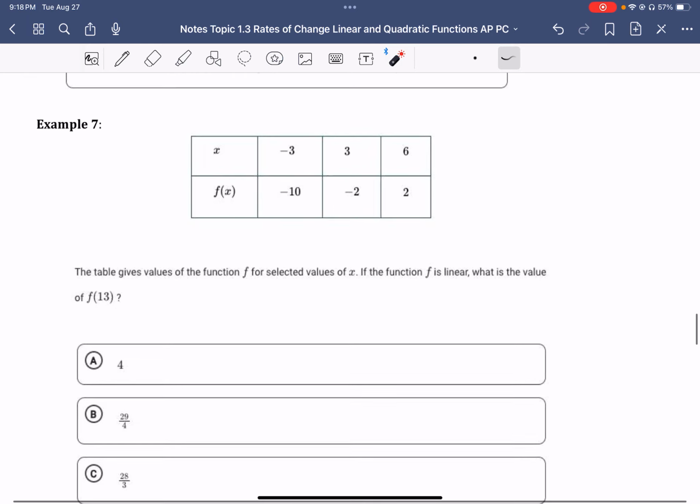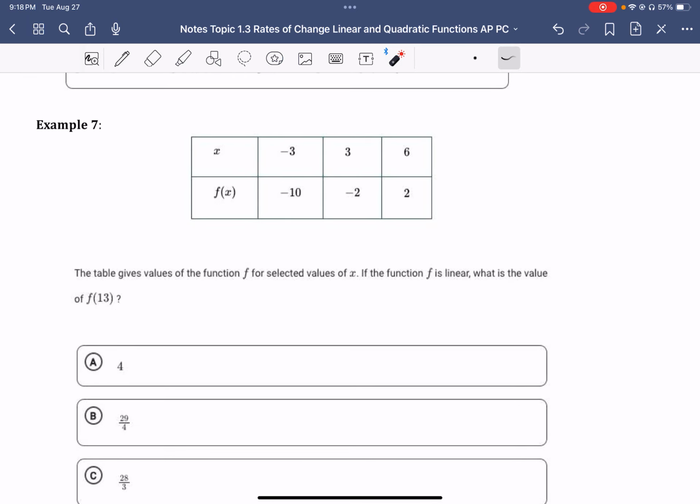For example 7, the table gives values of the function f for selected values of x. If the function f is linear, what is the value of f of 13?